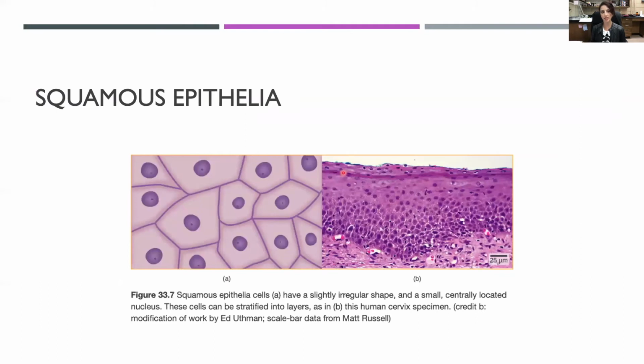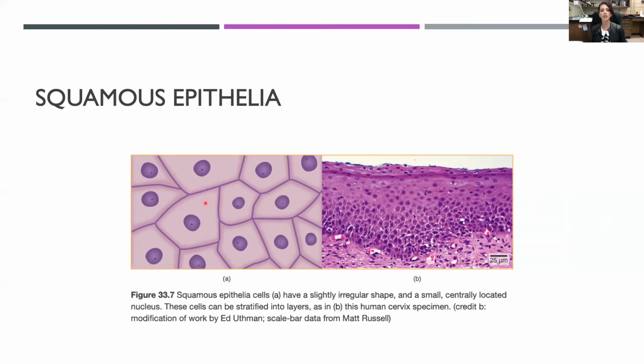So first up is the squamous epithelia, however you want to say it. These cells are generally round and flat with a centrally located nucleus. The cell outline is slightly irregular, and cells fit together to form a covering or a lining. Again, when they're arranged in a single layer, this is known as simple epithelia.